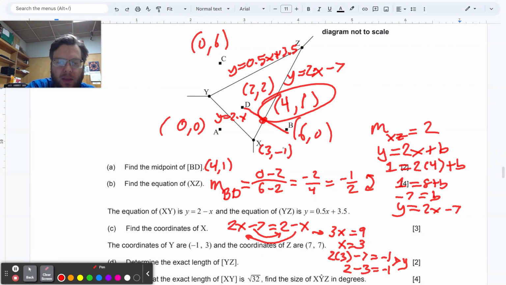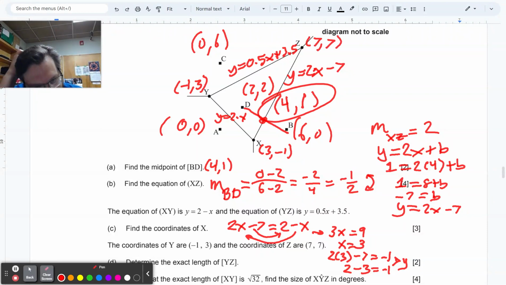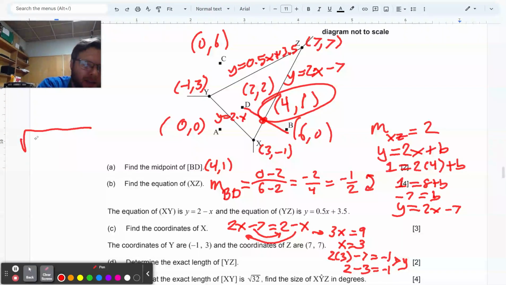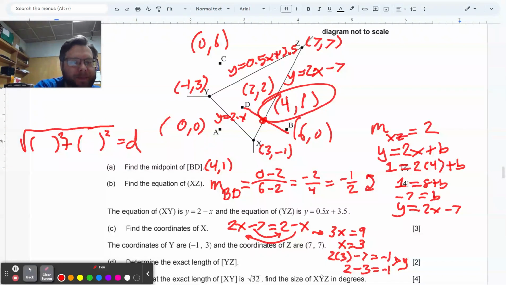So it's great. Then they are so kind as to just give us the coordinates of Y and the coordinates of Z. And we're asked to find the exact length of YZ. Well, it's like a squared plus b squared equals c squared. So you subtract the x coordinates and you subtract the y coordinates, and you do a squared plus b squared equals the distance squared. But because you only care about the distance, you're going to take the square root.